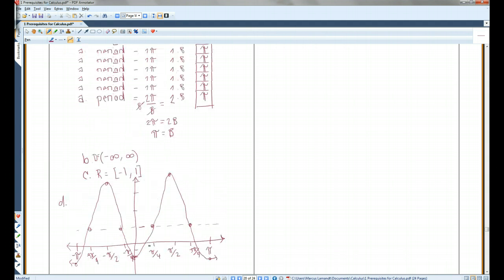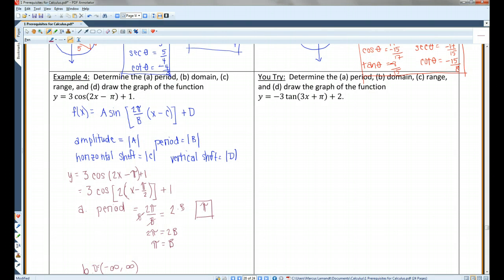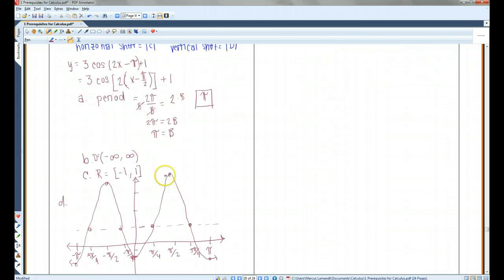You guys go ahead and try this one. Your graph does not have to be beautiful, it just has to be accurate. You know what? I totally made a mistake here. This is why I always like to graph it before I start naming stuff. Obviously, the range does not go from negative 1 to 1. It goes from negative 2 to 4.